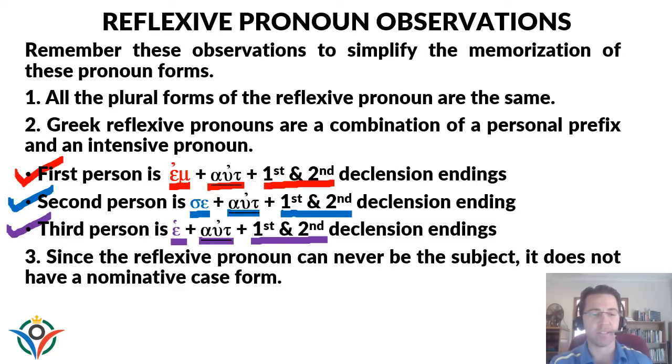Then the last observation is this. The reflexive pronoun can never be the subject of the sentence, and so it does not have a nominative case form. So as you're going to see, we're only going to deal with the genitive, the dative, and the accusative cases.